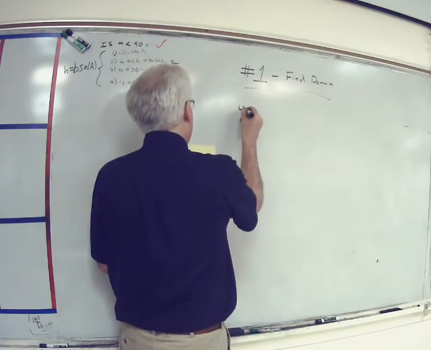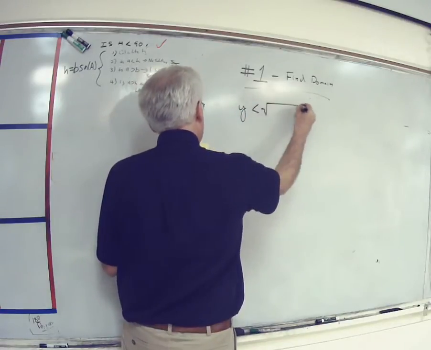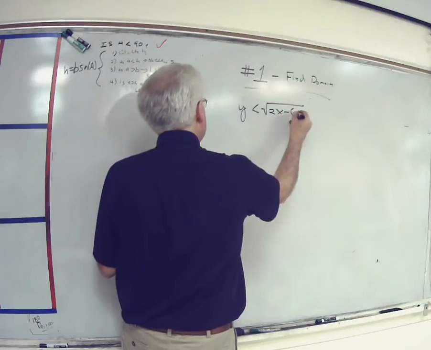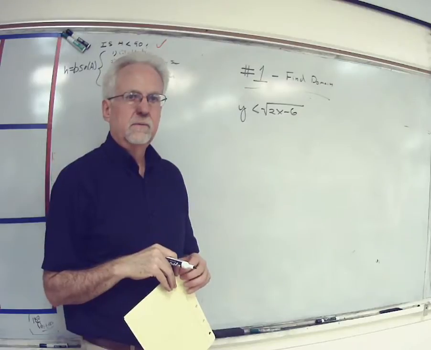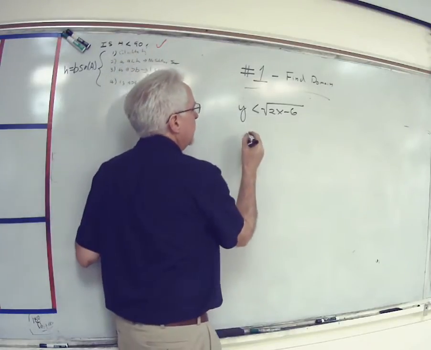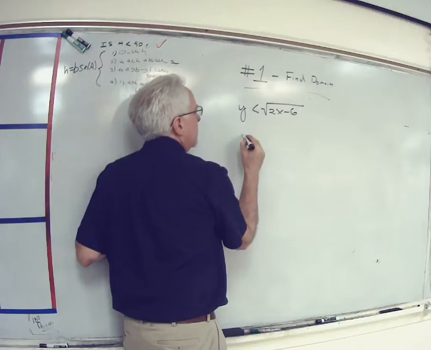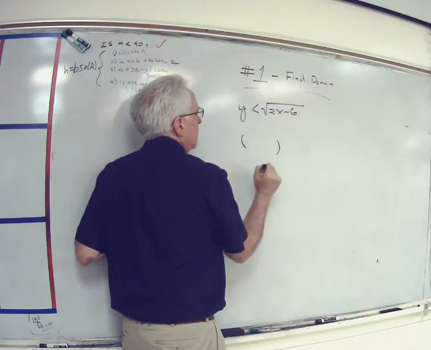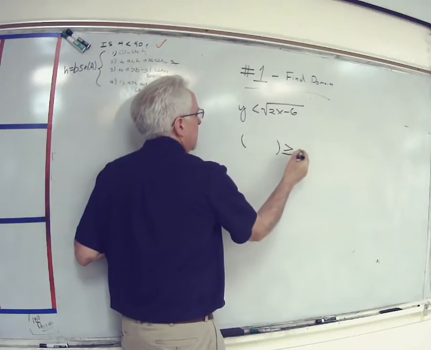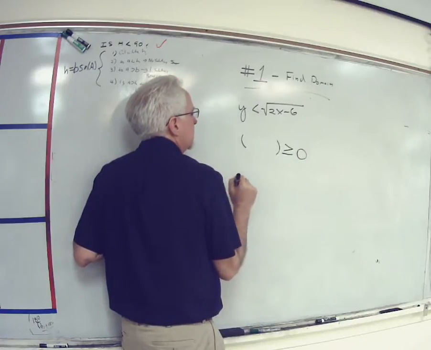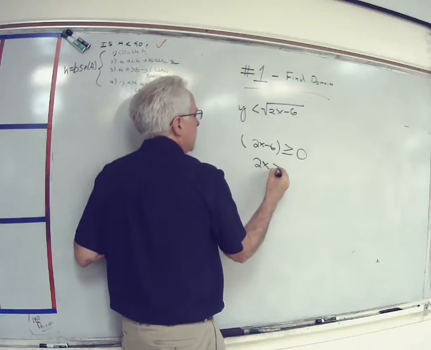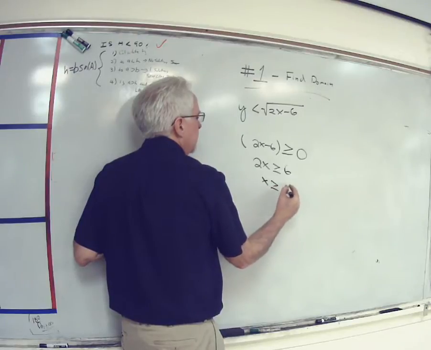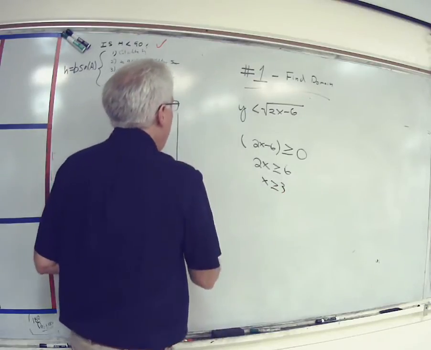So let's say that y is less than the square root of 2x minus 6. Josie, what is the first thing that I should do? Find the domain. So what do I write down here, Josie? The parentheses greater than or equal to 0. And then what goes in the parentheses? 2x minus 6. And then therefore 2x needs to be greater than or equal to 6. X needs to be greater than or equal to 3. Okay.